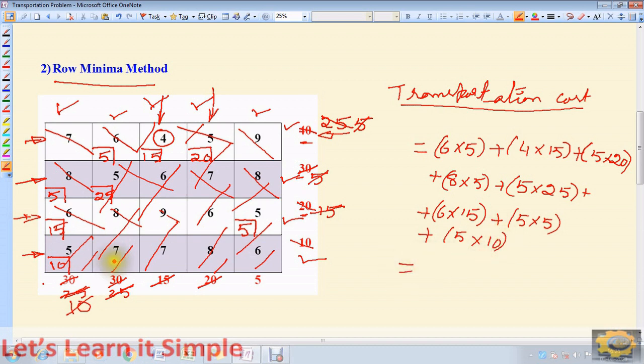So after computing this, the cost will be 520 cost units by transportation, by row minimum method. So by row minimum method, the transportation cost is 520 cost units.